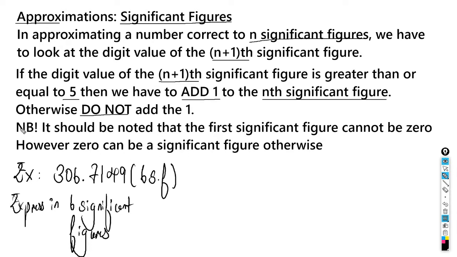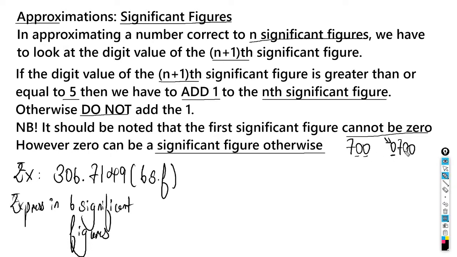And this says, note briefly, it should be noted that the first significant figure cannot be 0. However, 0 can be a significant figure otherwise. So let me just give you a direct example of this. If you have 700, these two zeros are significant figures in this number. But you can't have 0, 700. This 0 here is not a significant figure, which is what this is saying. It should be noted that the first significant figure cannot be 0.